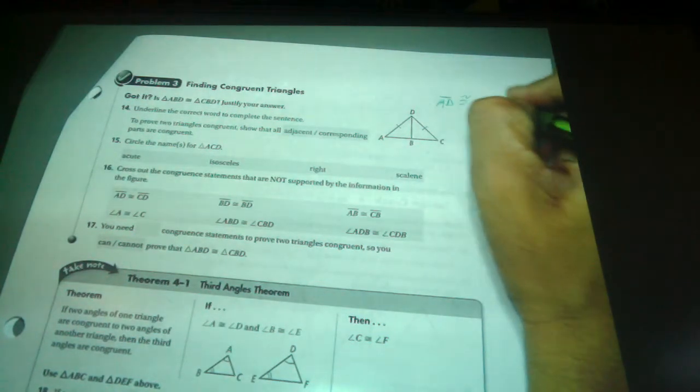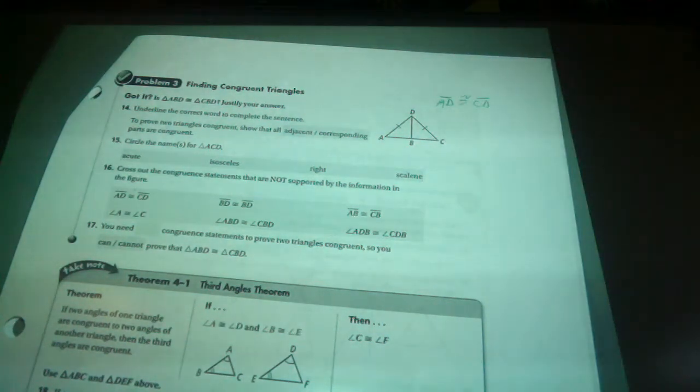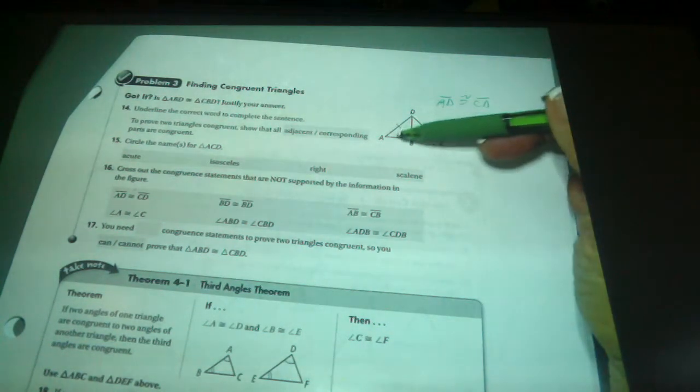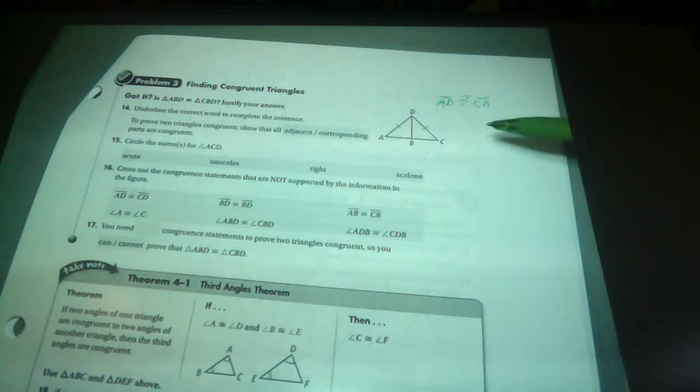Why CD instead of DC? Because A and C technically would be corresponding if we know what their angle measures were. All right, so we know that from the picture. There's one other thing we know from the picture. What else can you determine is congruent just by looking at the picture?